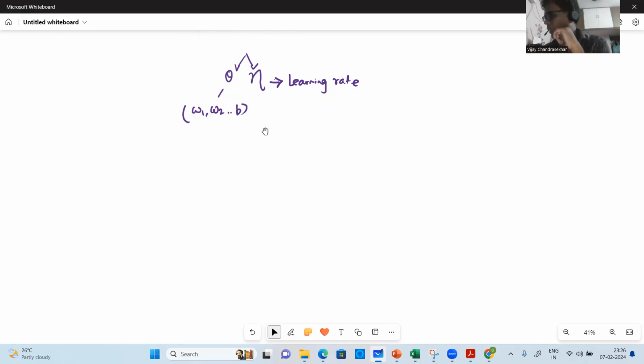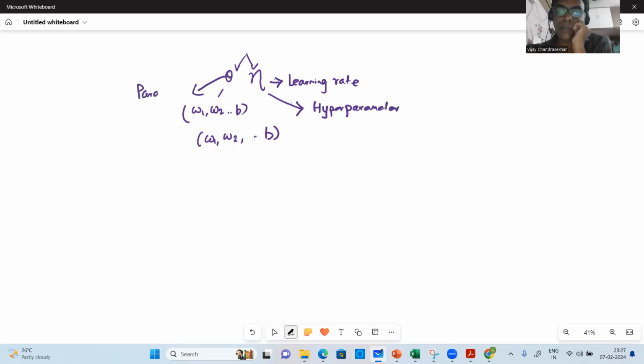I could have just said, look, I'm going to do this. You could treat it as some hyperparameter, right? Exactly. The operative word is hyperparameter. Eta is what is called a hyperparameter. Theta is a parameter. What is the difference between a parameter and a hyperparameter in the world of machine learning?